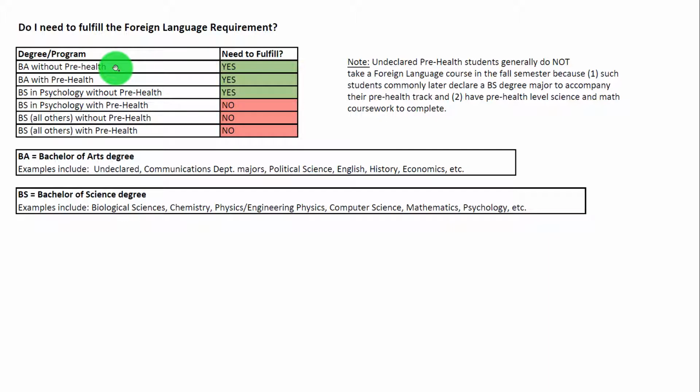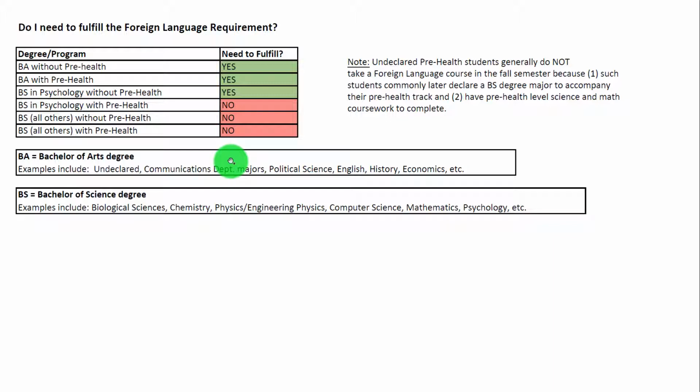So we have a handy chart here that will help us figure out whether you need to complete this requirement. We'll start off with the simplest category of student, someone who is planning to pursue a Bachelor of Arts degree and is not pre-health. This is the most common category. So students who come in as undeclared and say, hey, I think I might want to be an English major, a history major, an economics major, political science, something in the communications department. These are all Bachelor of Arts degrees.